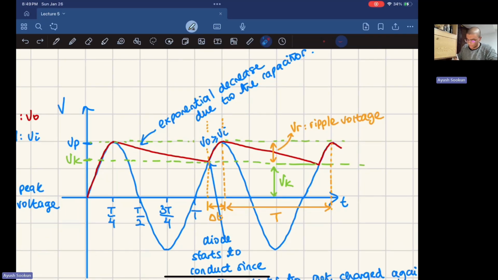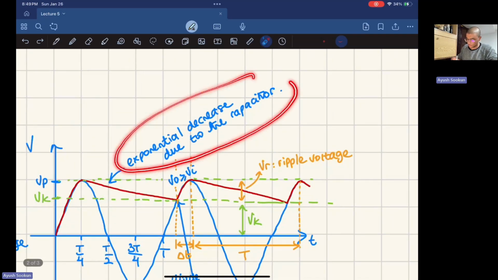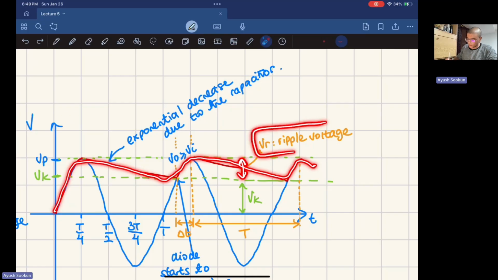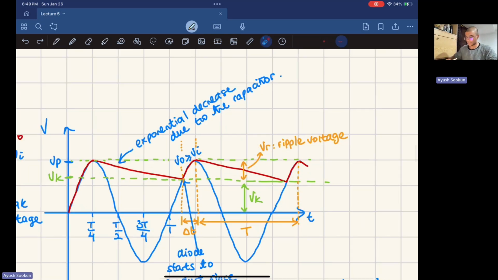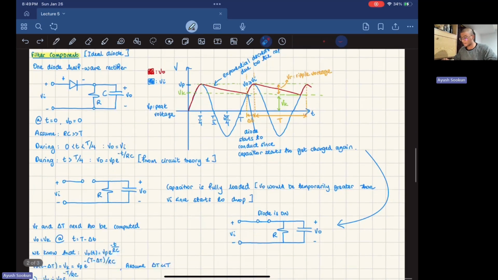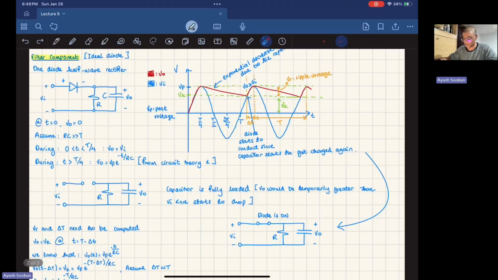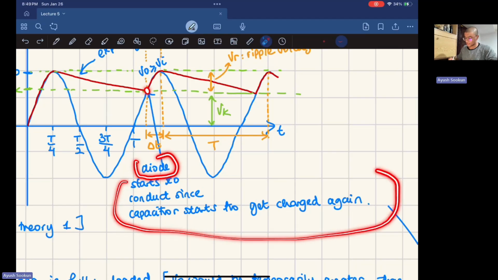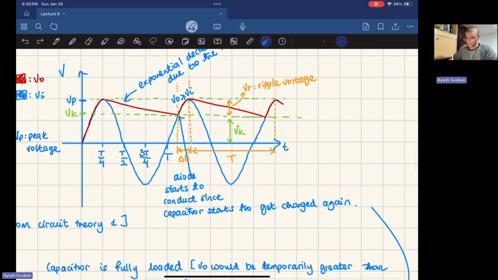Now if you look at this graph, I just wrote that exponential decrease due to the capacitor right here. So we have this sort of situation going on here. This voltage difference right here, we're going to call it the ripple voltage. Why are we going to call it a ripple? Because these are like ripples. So we're going to call that the ripple voltage, and it's very important for us to be able to calculate what a ripple voltage is. One more thing here. At this point, I said that the diode starts to conduct again since the capacitor starts to get charged. So at that point, it's basically the same thing as what was going on right here.